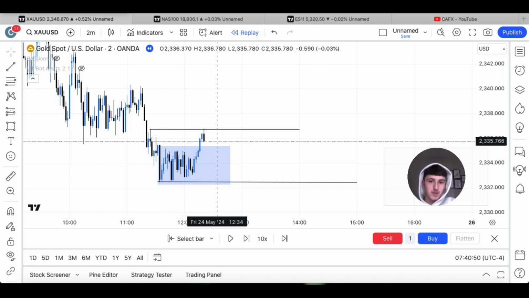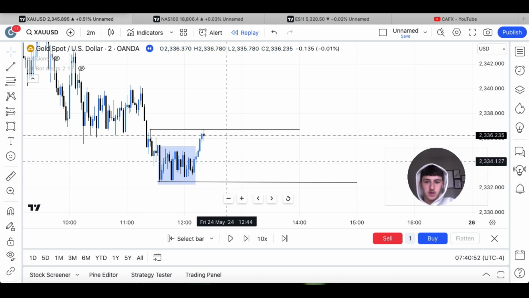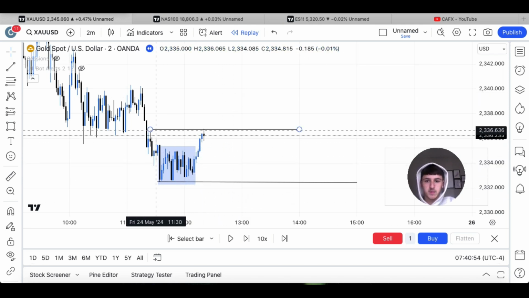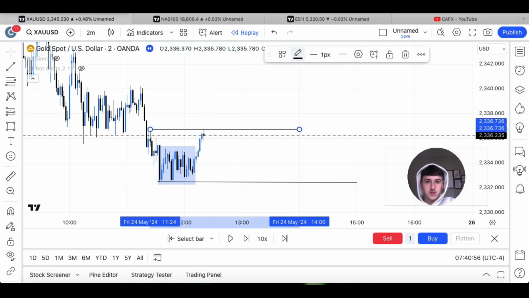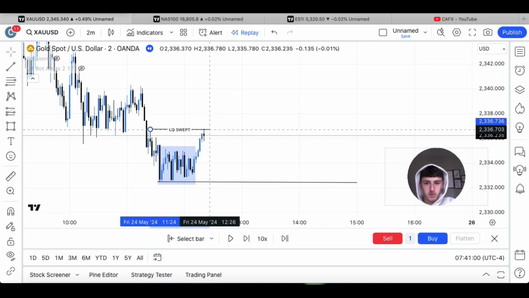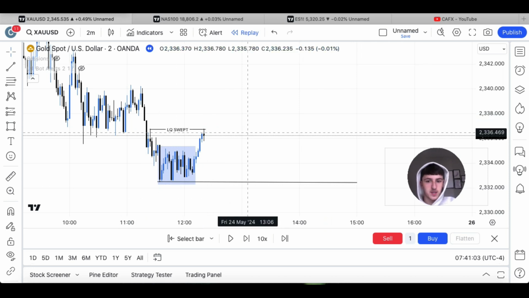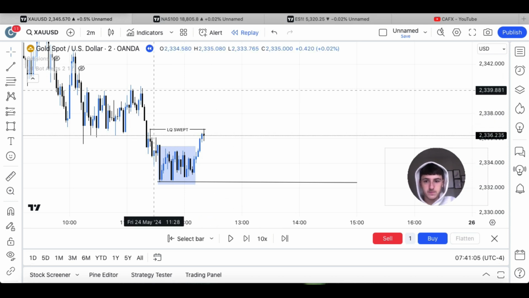So as you can see, we're manipulating out of the range. Okay, we get manipulation out of the range and we sweep buy side liquidity. So this then becomes buy side's been swept. So now this is what we want to see. We want to see now an entry down, okay, to sweep sell side, because we're in a downtrend as well. We're looking for a move back down.